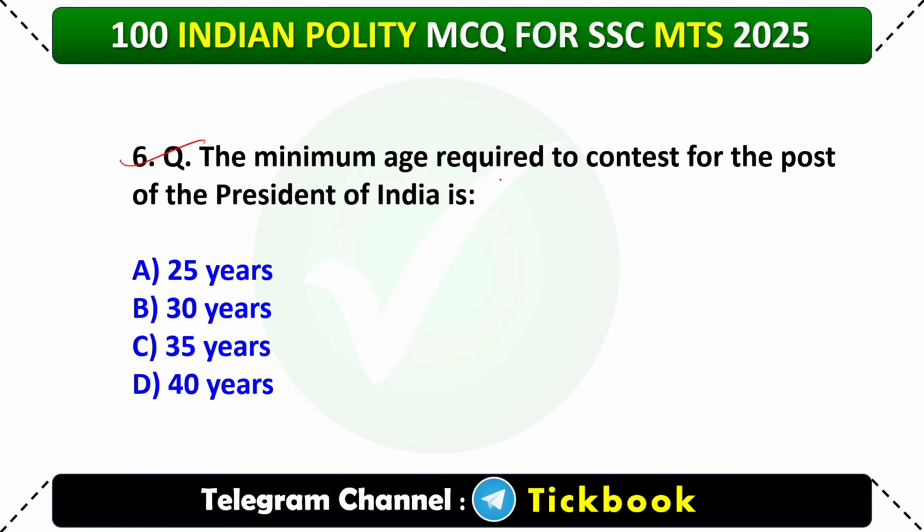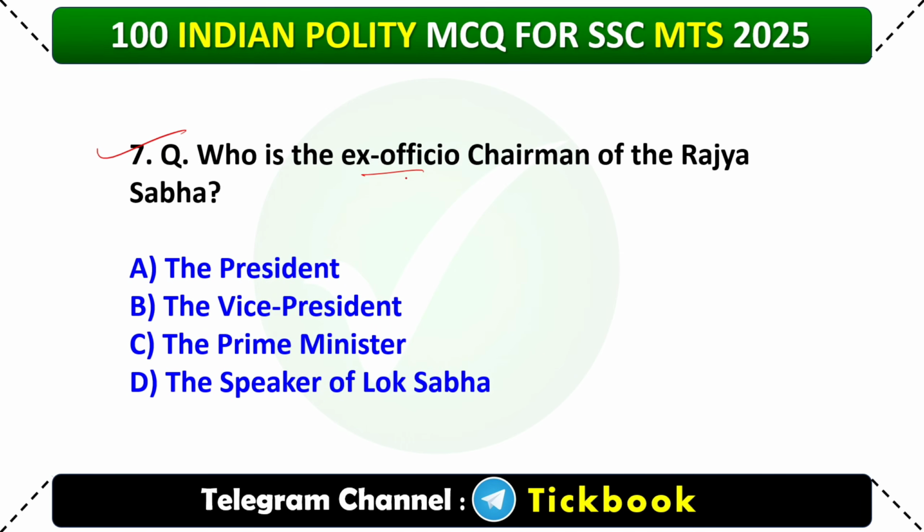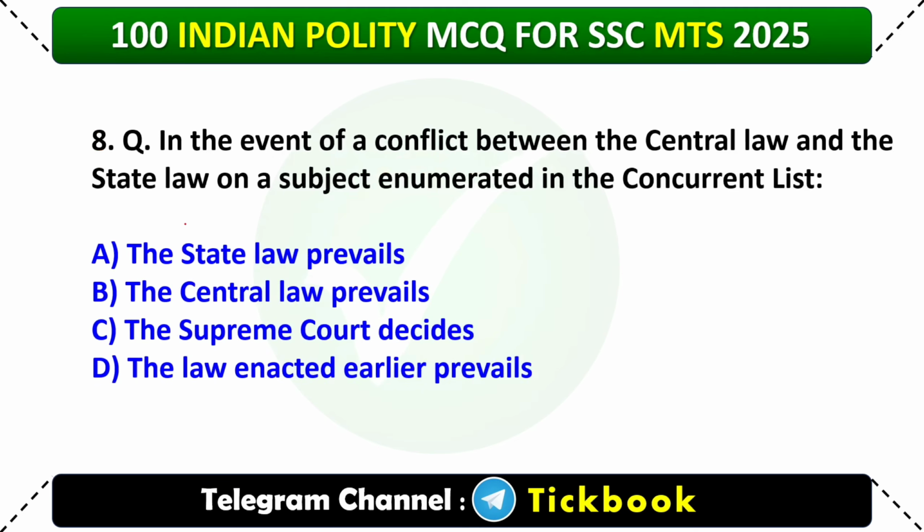6. The minimum age required to contest for the post of the President of India is? Option number C, 35 years. 7. Who is the ex officio chairman of the Rajya Sabha? Option number B, the Vice President.